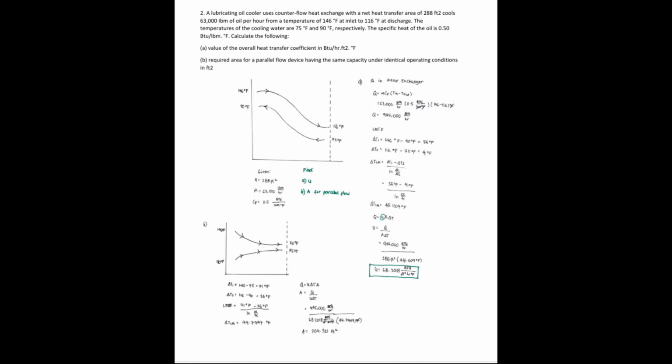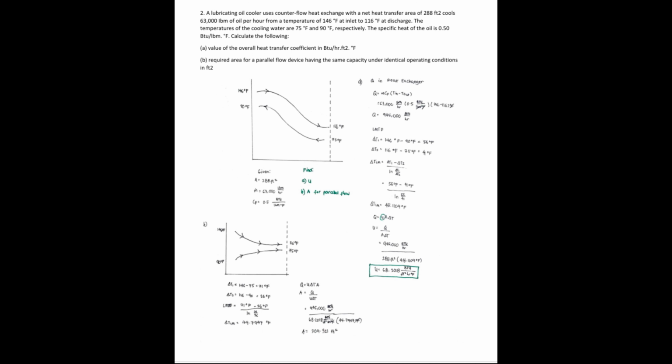So para naman sa log mean temperature difference, same process ulit ng number 1. So ipagma-minus lang natin yung temperature ng hot fluid sa inlet minus yung temperature ng cold fluid sa outlet. So that is 146 degree Fahrenheit minus 90 degree Fahrenheit. We get 56 degree Fahrenheit. So ang change in temperature natin sa change in temperature 1 is 56 degree Fahrenheit.